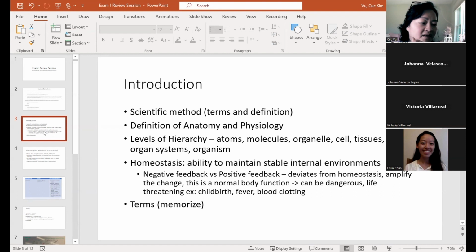Okay. So childbirth, fever, and blood clotting, they sense a change and they amplify it. They make it stronger and stronger. However, there's a risk overall. So it can be dangerous, life-threatening.